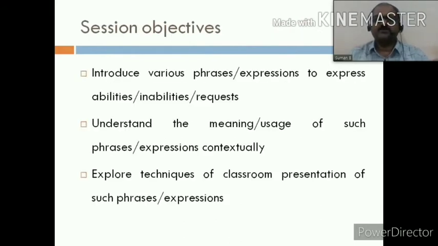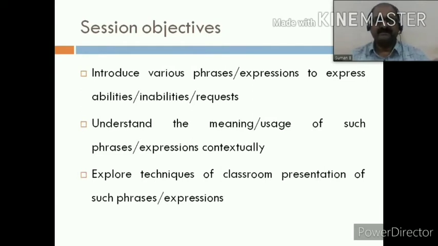So, what are we going to do in today's session? We are going to look at various phrases and expressions which are used to express these language functions, that is, expressing abilities, inabilities, and requests. What are the expressions or phrases that we commonly use? What are the informal expressions? What are the formal expressions? We are going to try to understand their meaning and how to use them in various contexts. We are also going to look at some common mistakes that happen while using these language functions.